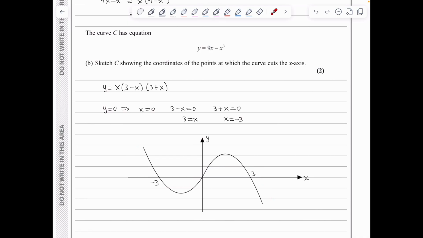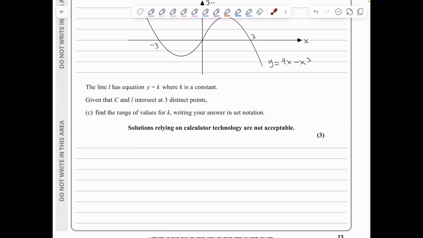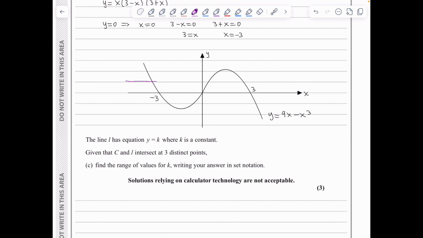So this is the curve with equation y is 9x minus x cubed. We're then given that the line L has equation y is k, where k is a constant, and C and L intersect at 3 distinct points, and we need to find the range of values for k, writing our answer in set notation. Now the line y is equal to k, it's a horizontal line, something like this.